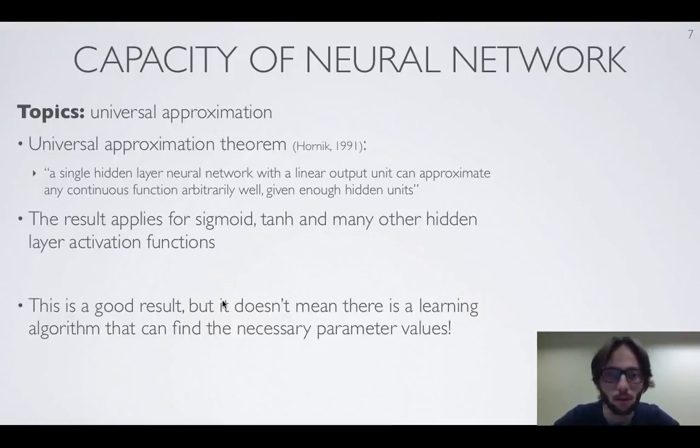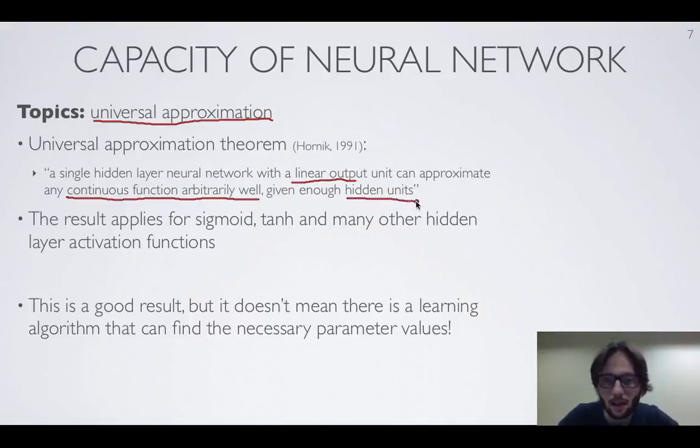Now, can we actually be formal about this? Well, it turns out we can. So we can show that a neural network with a single hidden layer is actually what is known as a universal approximator. More specifically, we can say that a single hidden layer neural network with a linear output can approximate any continuous function arbitrarily well, as long as it has enough hidden units. So this was shown by Hornik in 1991. There are more technical details behind this theorem, so I encourage you to consult the original paper.